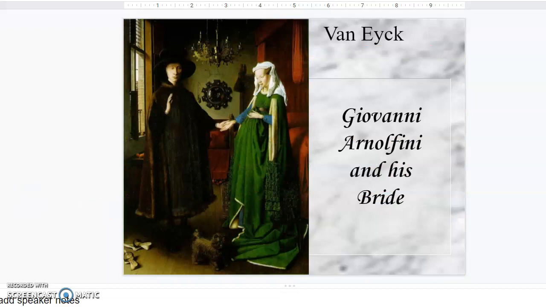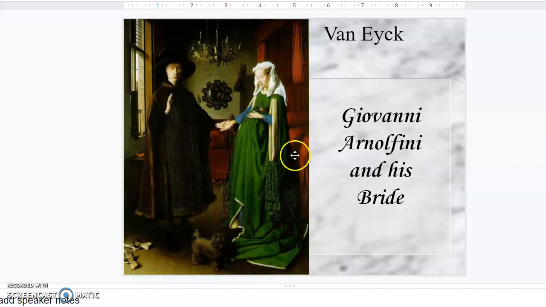Another famous painting by Jan van Eyck, Giovanni Arnolfini and his bride. Several interesting characteristics here. Right above here, you can hardly see it, but is printed, Jan van Eyck was here. And so that was his cutesy way of signing his name into his painting. Also in this mirror is himself, Jan van Eyck, painting the scene.